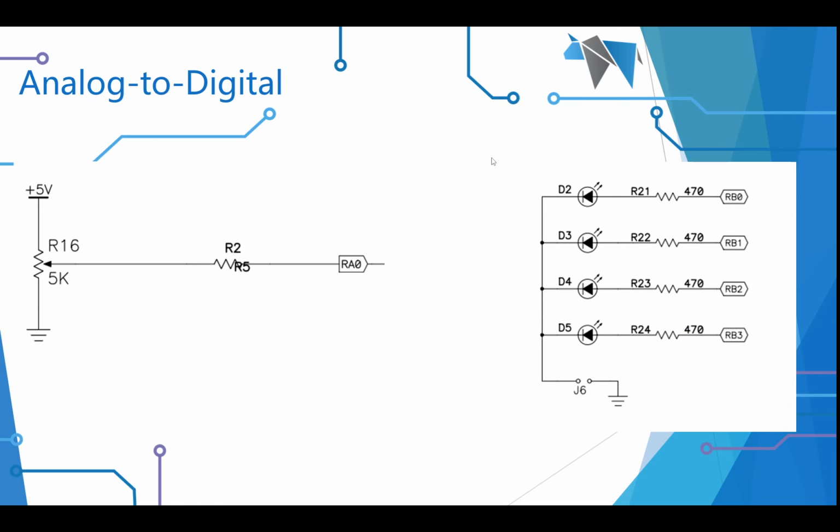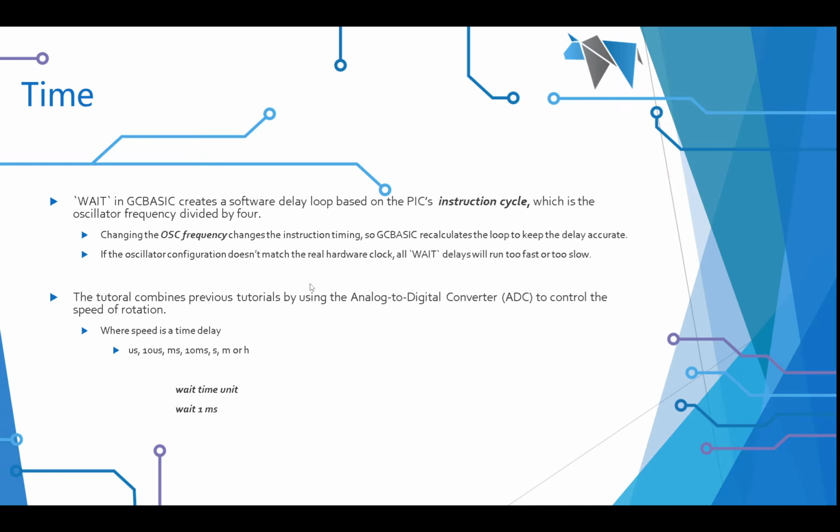So what it looks like in terms of the circuit: 4 LEDs connected to the PIC, RB0 to RB3, via suitable resistors. I have a 5K potentiometer connected to VDD, which in this case is 5 volts, and a suitable current limiting resistor to RA0. So I'm going to be using the RA0 ADC, which is called ANA0. The code I might have to change, but that's just a constant.